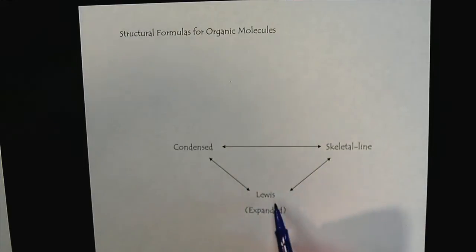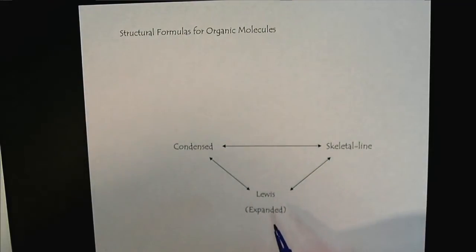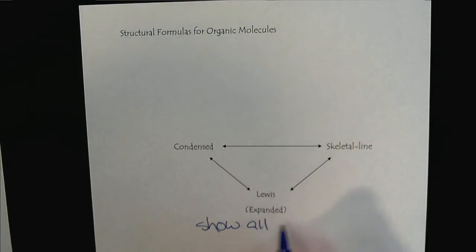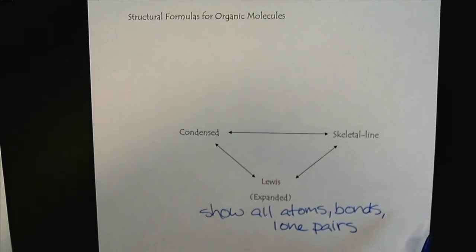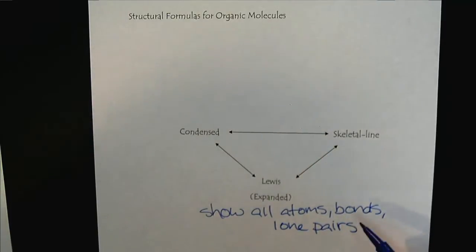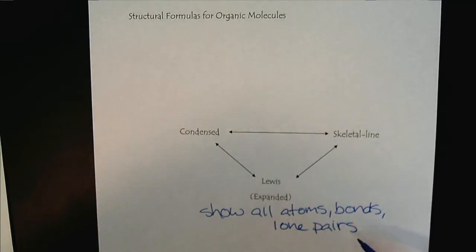So remember, this is where we've started with a Lewis structure. We show all of the atoms, we show all of the bonds, and we remember to show the lone pair electrons. Alrighty, now this gets to be too much information, so we want to abbreviate it.